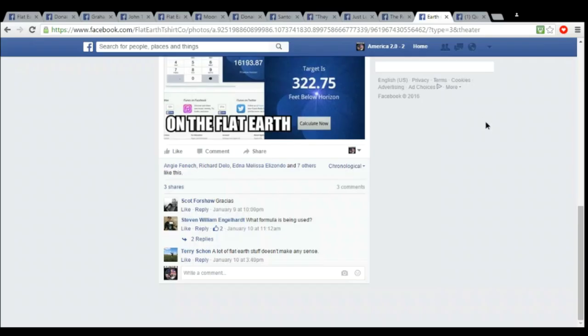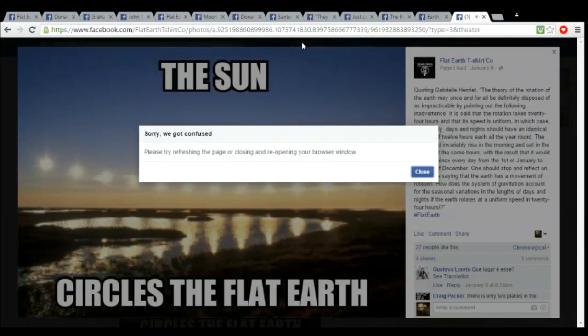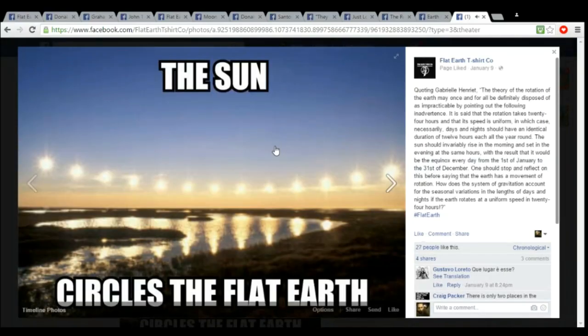So basically, this is actually pretty good. I mean, we actually see this going on. And this basically just shows you the stretched out model, that the sun doesn't really circle. It just shows up, goes around, and that's it.